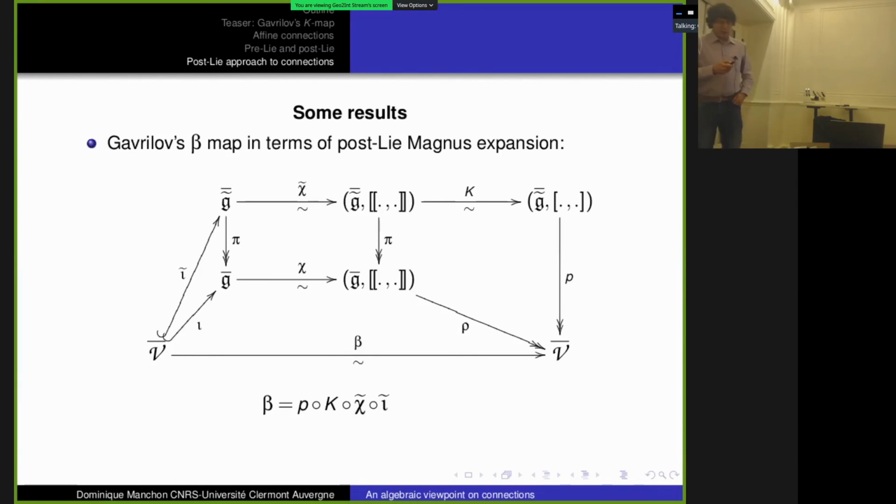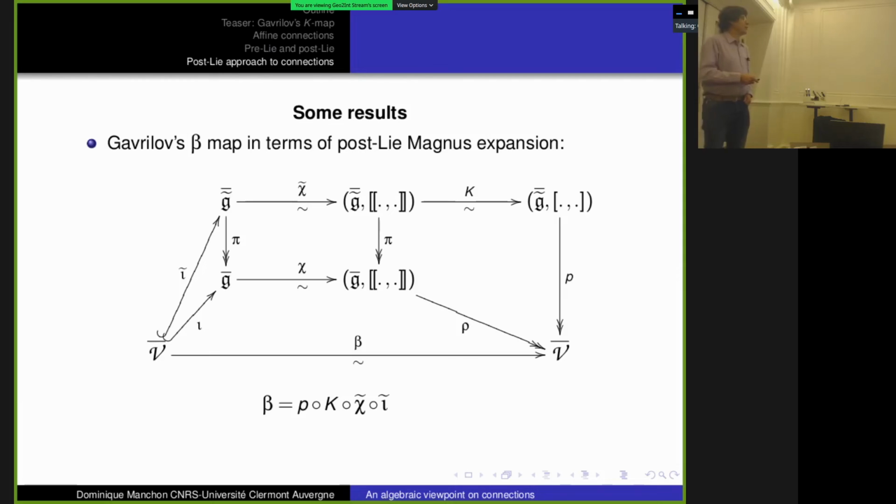Okay, so I'll end my talk by describing a few results we got. First of all, this beta I tried to describe in a quite fishy way. It is a true map described by Gavrilov. Beta goes from the vector fields to the vector fields, or I should say from the suitable completion to itself. And it makes this diagram commute.